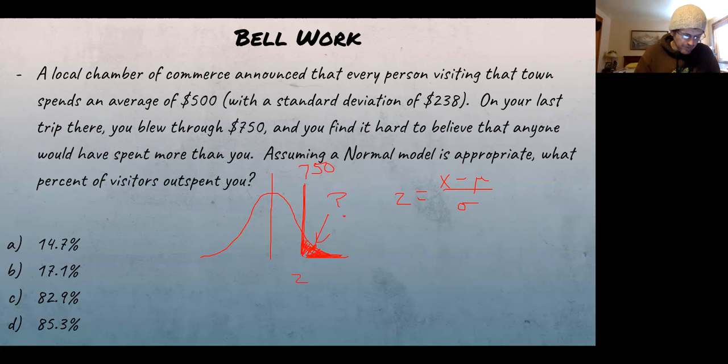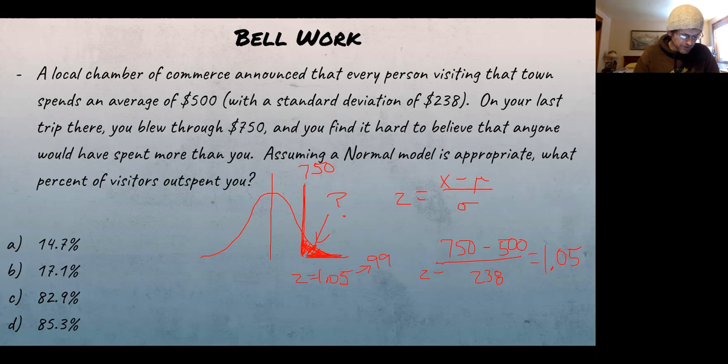So we've got the value we spent, 750. We've got the mean is 500. We've got the standard deviation is 238. And we can get our z-score. It's about 1.05. I forget what it rounds to. But basically, we're going to go from a z-score of 1.05 to, well, positive infinity, whatever number you want to put there for a really big z-score.